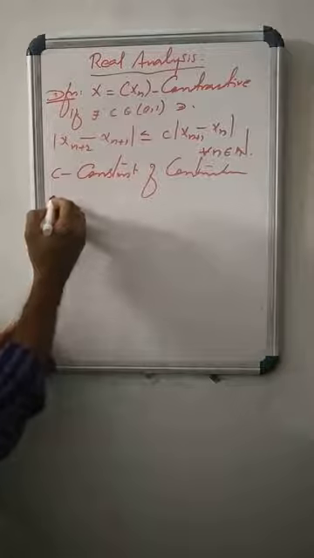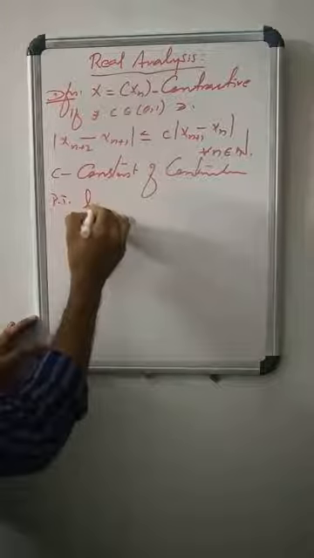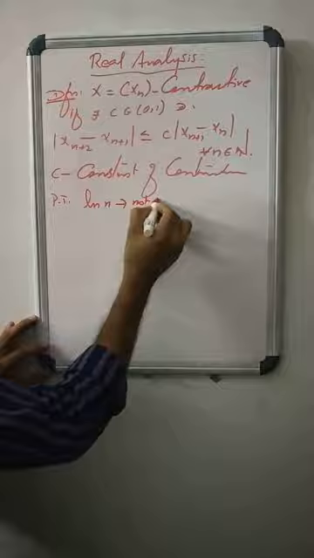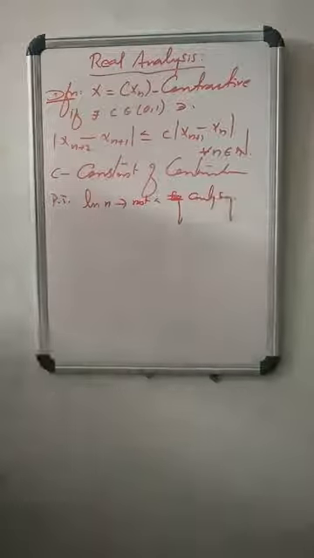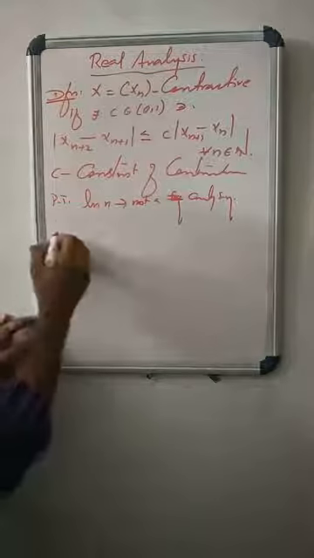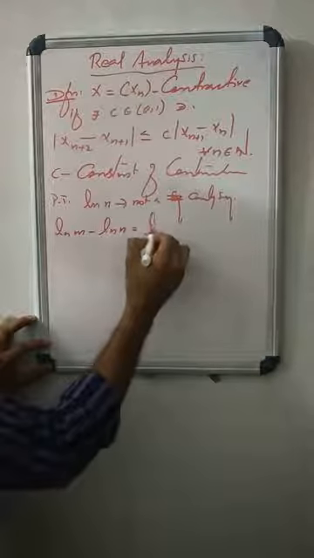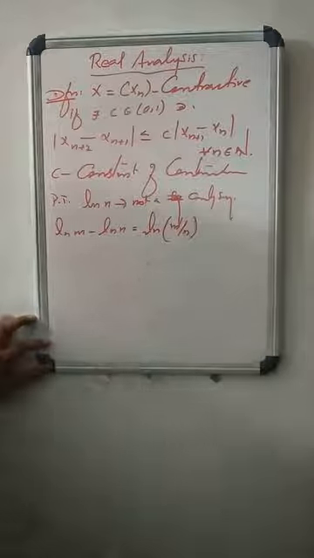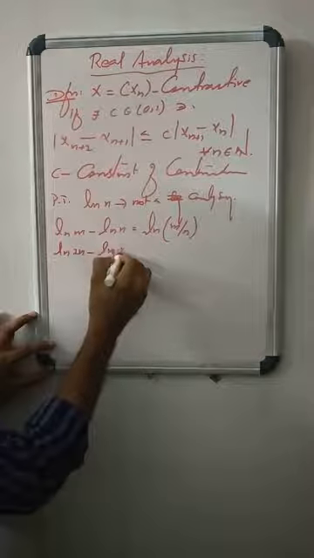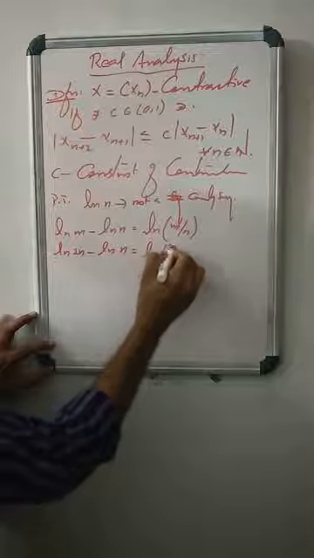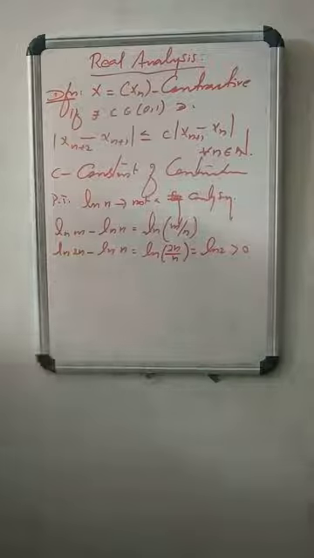Now consider a result. Prove that log n is not a Cauchy sequence. How? What is log m minus log n? We have log m minus log n equals log m by n. Okay. Yes. So what about log 2n minus log n? Equals log 2n by n equals log 2. Log 2 is always positive.